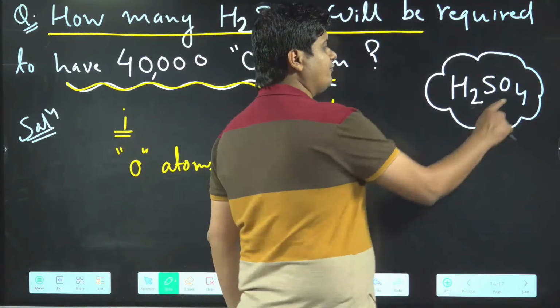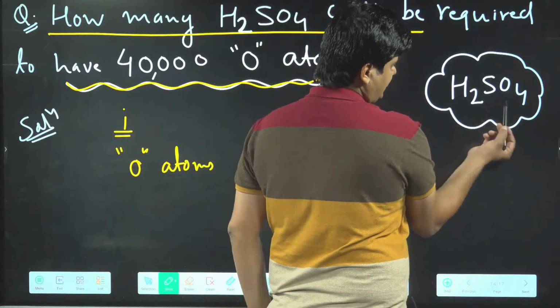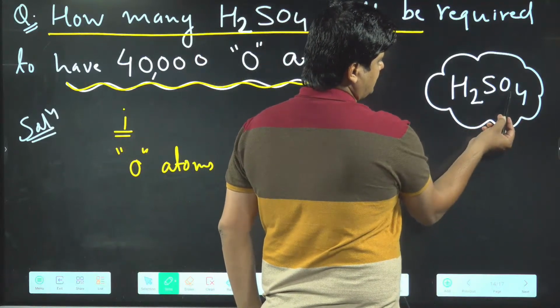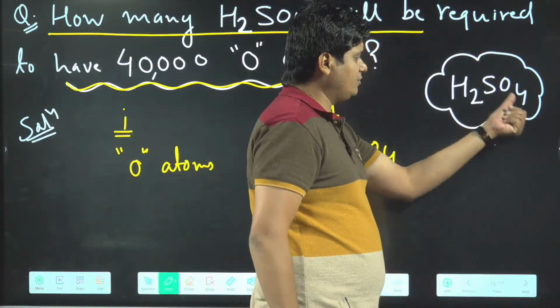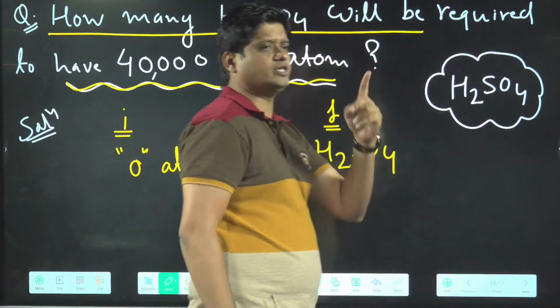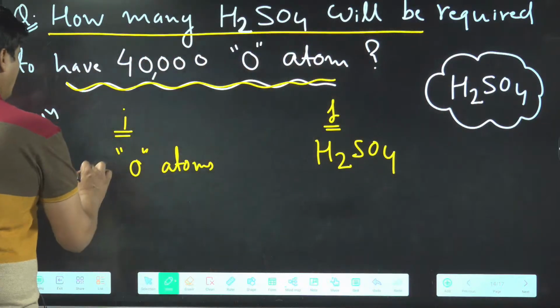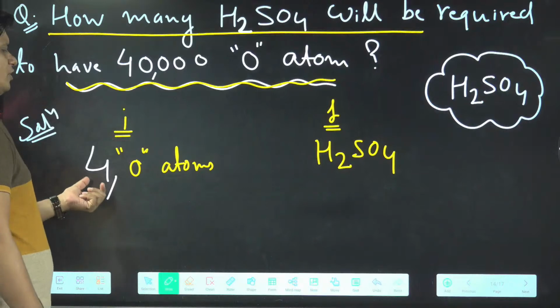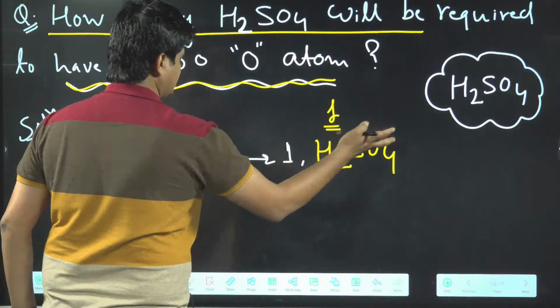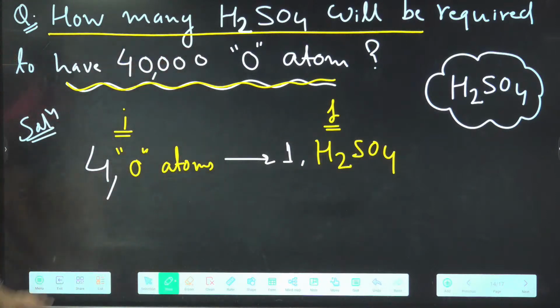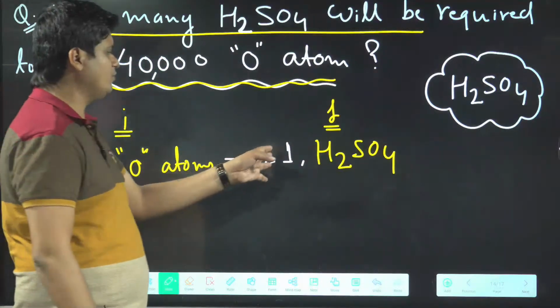So I will say 4 oxygen atoms. You can see here 4 oxygen atoms are there in one molecule of H2SO4. I can write 4 oxygen atoms here and 1 H2SO4 in that side. In other words, 4 oxygen atoms are required to have 1 H2SO4.